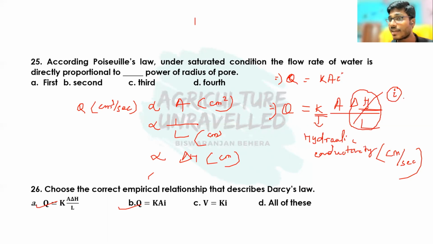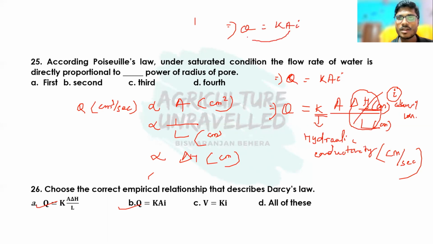And what is the unit of hydraulic gradient? It is unitless. Okay, because hydraulic head difference unit is centimeter, length unit is also centimeter, so it is unitless. Okay, I is unitless. Then the third thing. So here, when Q is equal to KAI, we can bring this A towards the Q side. So it will become Q by A is equal to KI. Then what is this Q by A? Q by A is your velocity, and we can denote this as V. So now Darcy's law has become V is equal to KI.